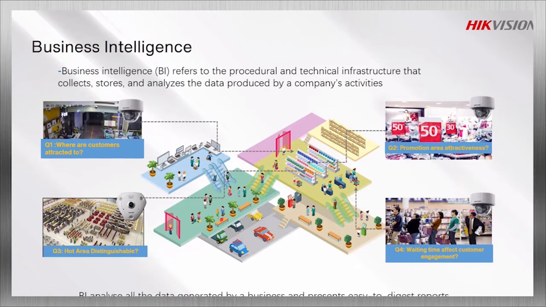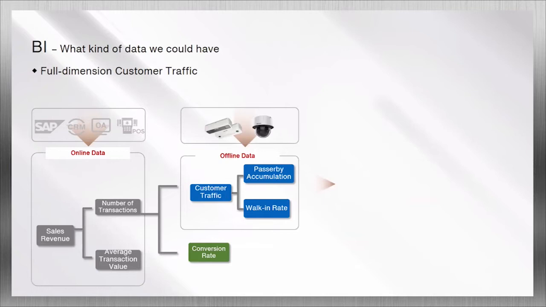BI analyzes all the data generated by a business and presents easy to digest reports, performance measures, and trends that inform management decisions. Just take retail as an example: what kind of data can we generate and how could this data help to improve the business? Like the definition of BI, it's about data collection and data analysis. So what kind of data can we have from, let's say, retail?